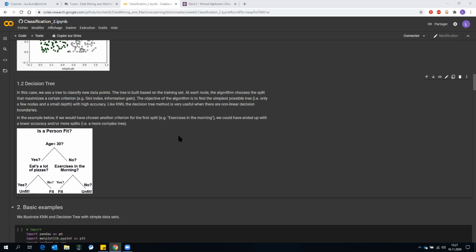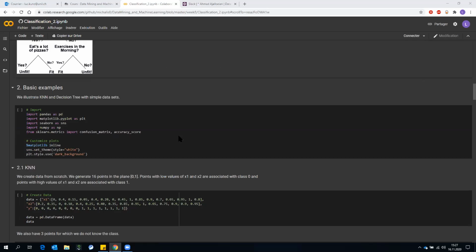Okay, let's go for the basic examples. I import some packages, Pandas, you know this, plots, Seaborn, NumPy, and some metrics, confusion matrix and accuracy score. Then I customize my plots to make them beautiful. And we can start with KNN.